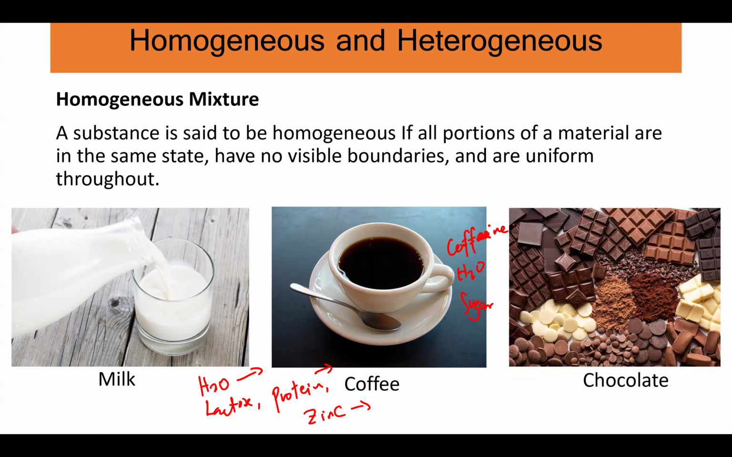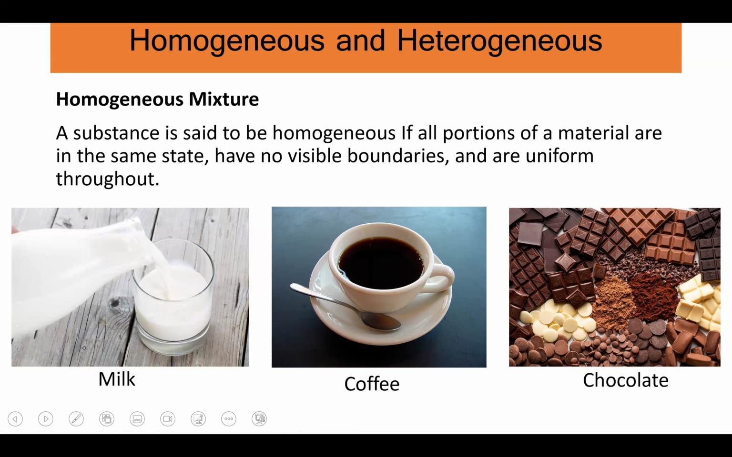What about chocolate? Is it a homogeneous mixture? Yes. In chocolate, you have cocoa, you have sugar, you probably have some other elements as well, probably food coloring. But can you see separately cocoa, sugar, and food coloring in a chocolate? No. So that's why it is a homogeneous mixture. Homogeneous mixtures are uniform throughout.